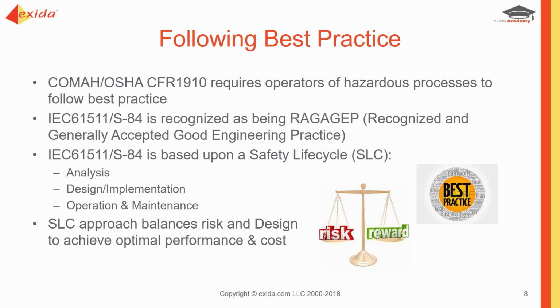And with the 61511 and the S84, it's based upon what we call a safety life cycle. So the safety life cycle primarily splits into 3 phases. The analysis phase is where we do our risk and hazard analysis. What are the hazards that are posed by our process? What are the possible consequences and the severity of those consequences? And what current protection do we have in place to help us prevent this from happening?